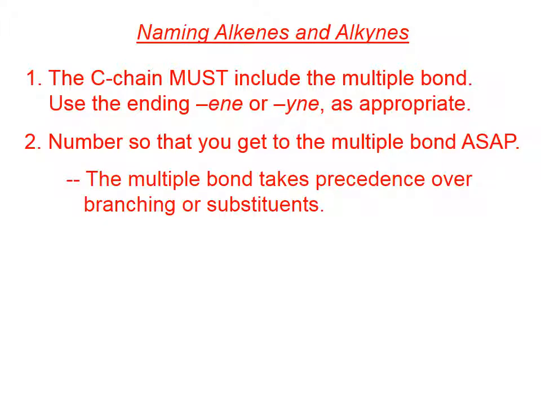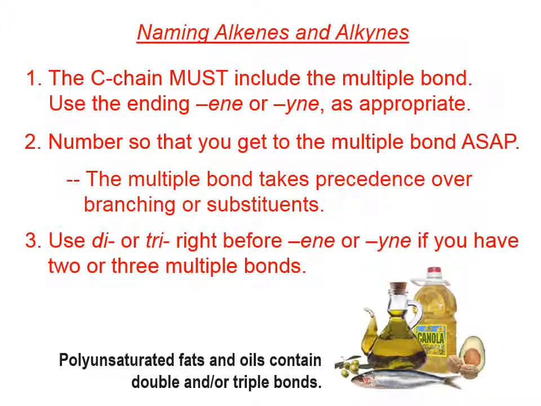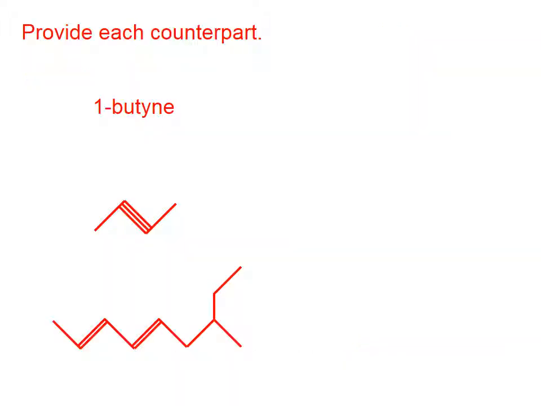The multiple bond takes precedence over any other substituent or any branching. Multiple bonds wear the pants. Use di or tri right before the "-ene" or "-yne" if you have 2 or 3 multiple bonds. We have the name here, so let's draw the structure of this molecule.